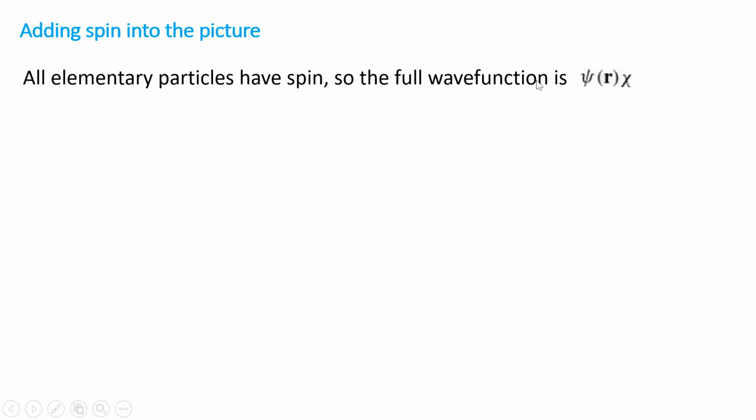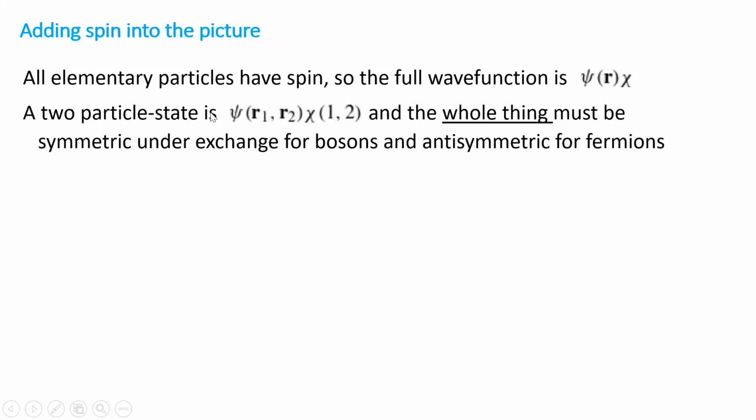So for a single particle, it would be psi of r, just a single position variable, times chi, a single particle's spin state. A two-particle state would be, again, psi of r1 and r2, and chi of 1 and 2. And the whole thing, the product of the spatial wave function and the spin wave function, must be symmetric under exchange of 1 and 2 for bosons, and anti-symmetric under exchange of 1 and 2 for fermions. So what does that mean?